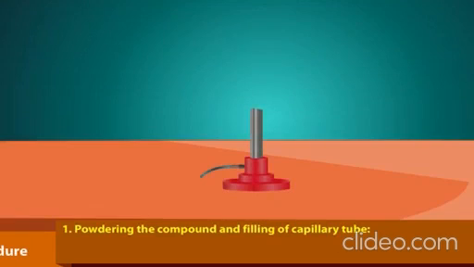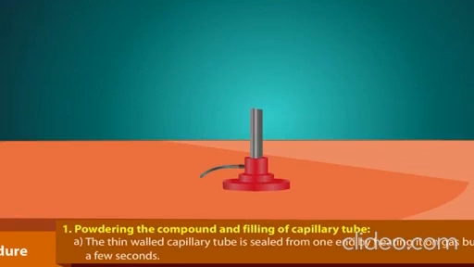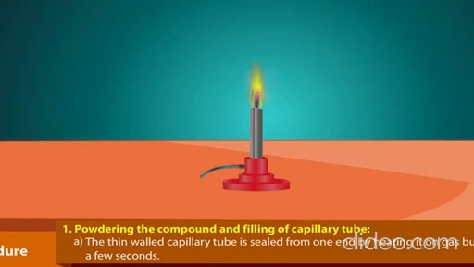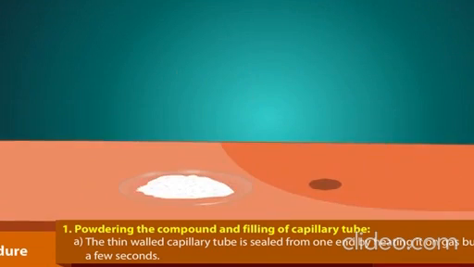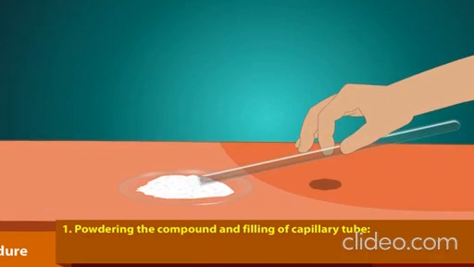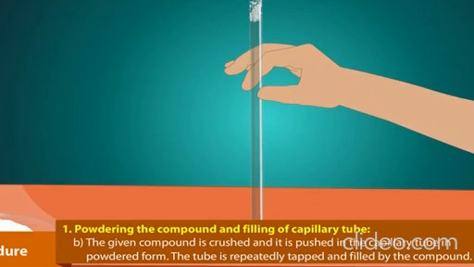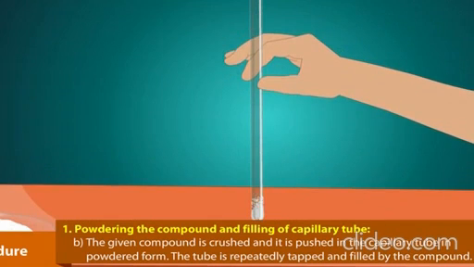Procedure: powdering the compound and filling of the capillary tube. A. The thin-walled capillary tube is sealed from one end by heating it on a gas burner for a few seconds. B. The given compound is crushed and pushed into the capillary tube in powdered form. The tube is repeatedly tapped and filled with the compound.